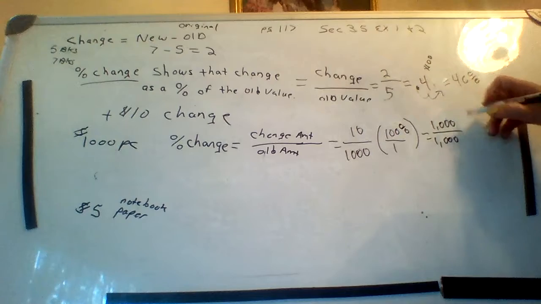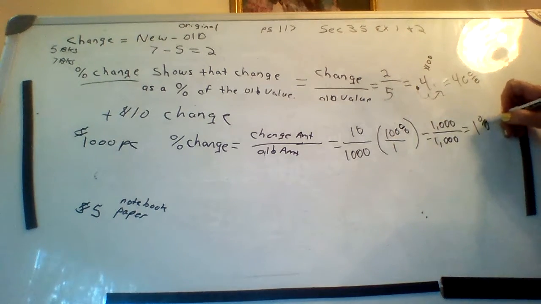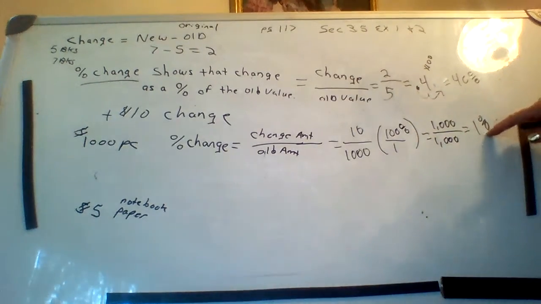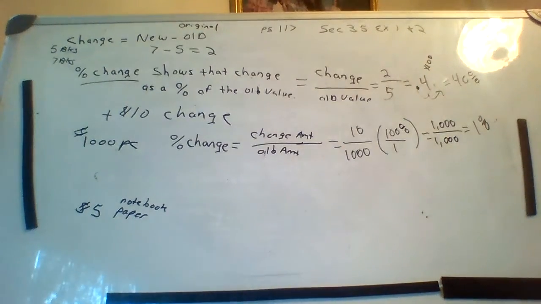Well, 1,000 over 1,000 is 1, and we're dealing in percents. So 1%. So the computer, when we added $10, we only increased it by 1% of the original value.